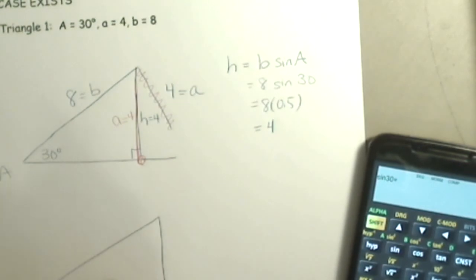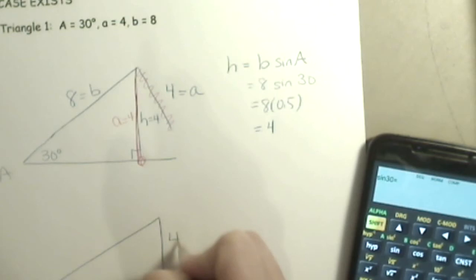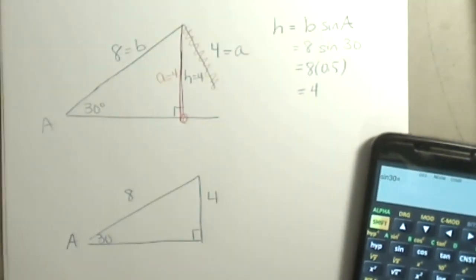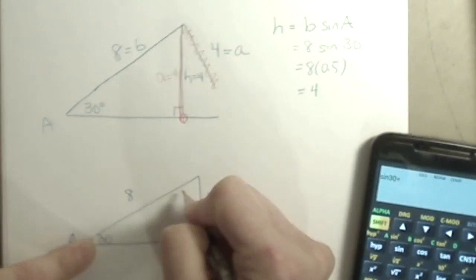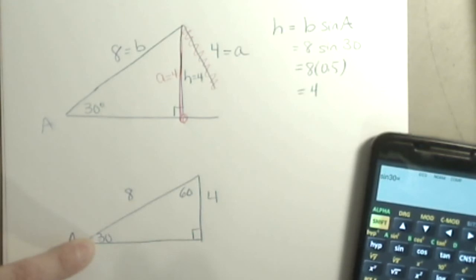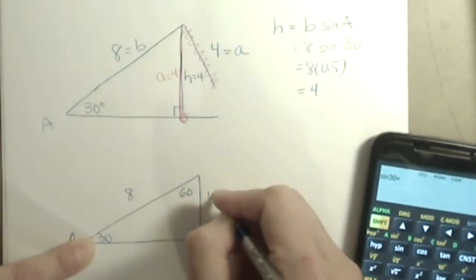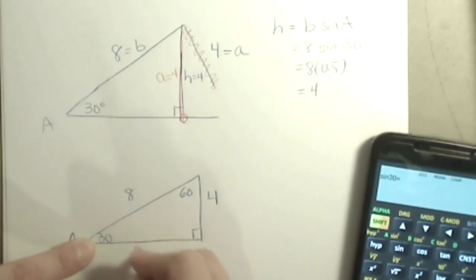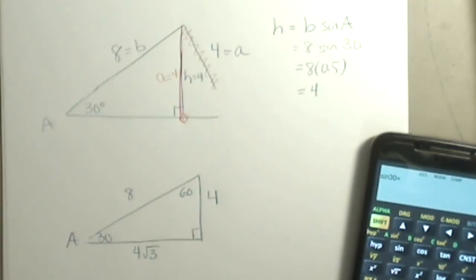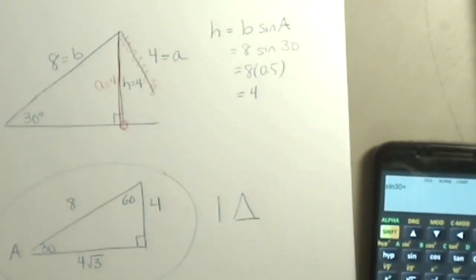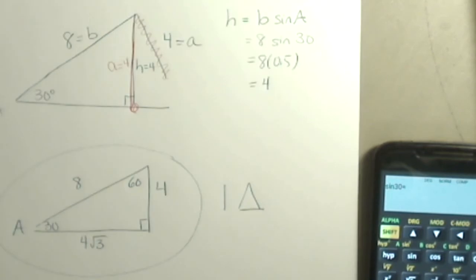So here's a picture of our triangle. Now, if you recognized this to begin with, you knew there was going to be one triangle, because with a 30-degree angle, this has to be 60. We have a 30-60-90 triangle in which the opposite side is the smallest leg, so the adjacent leg is 4 times the square root of 3, using our 30-60-90 rules. So on this one, we got one unique triangle. And there it is, all solved out.